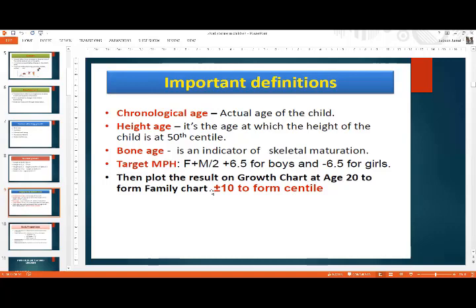Target mid-parental height is calculated through a formula in which we add the height of the mother and the father and divide it by 2. If our patient is a boy, then we add 6.5, and if it's a girl, then we subtract 6.5 from this average. Whatever result we get, we plot it on the growth chart at 20 years of age and on a family growth curve. That will help us to estimate the expected height of the child at 20 years of age.